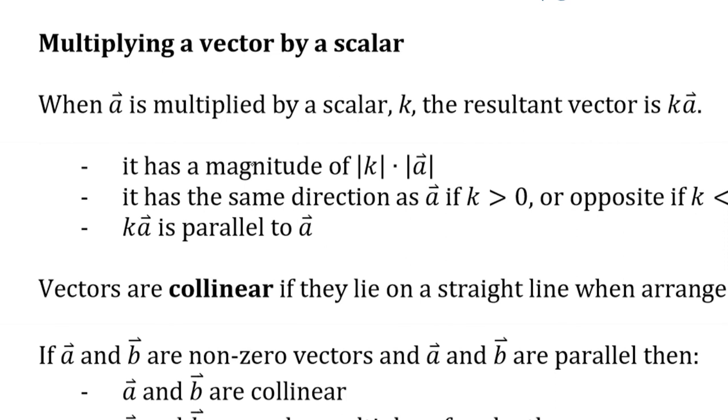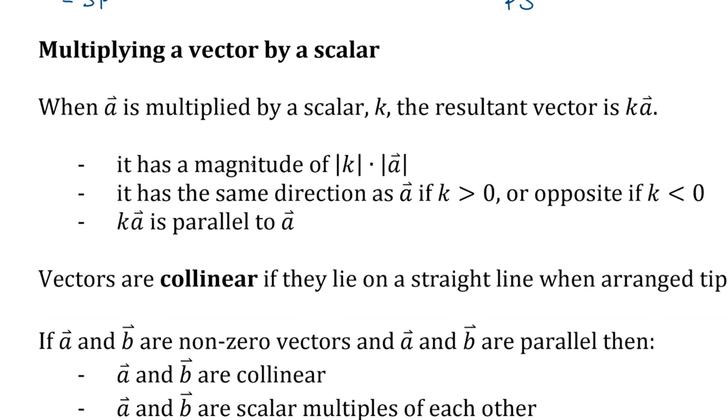Okay, a couple more things. Multiplying a vector by a scalar. This is intuitive. It's not too bad. When vector A is multiplied by scalar k, the resultant vector is k times vector A, so just kA. It has a magnitude of the magnitude of k times the magnitude of A. So k might just be the number 2, and A is a vector, so it's not just a number. It has magnitude and direction, but it might have a magnitude of 3, and so 2 times 3 is 6. So the result would have a magnitude of 6, and it would be in the same direction as A, as long as k is positive.